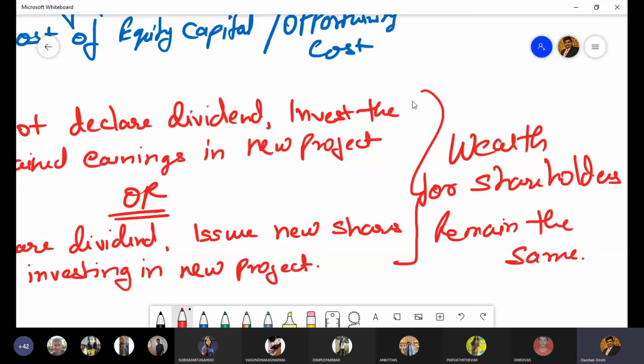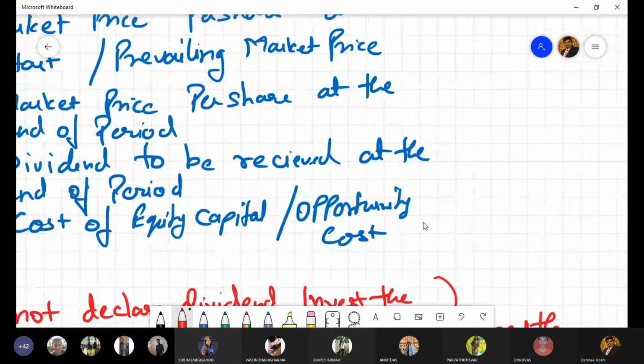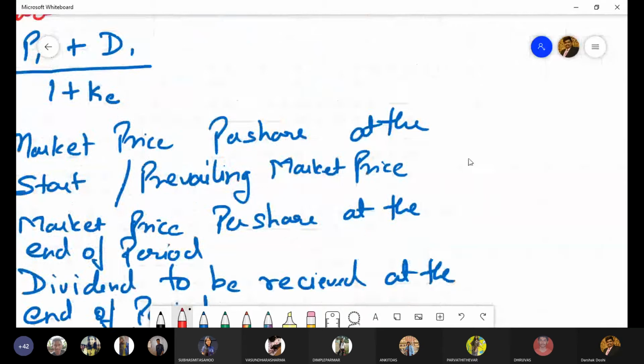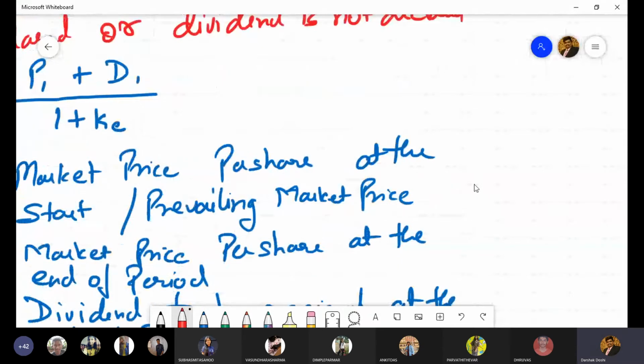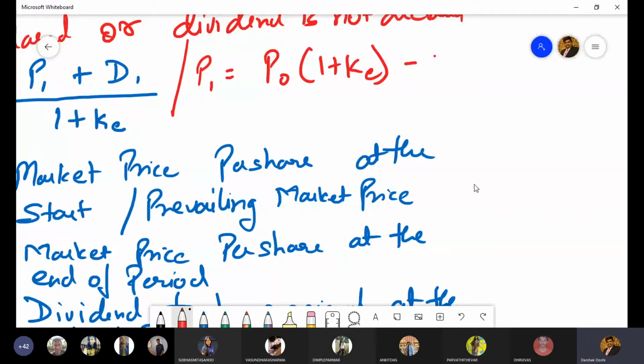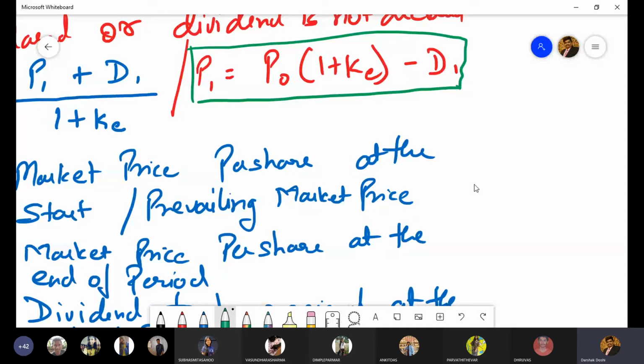The formula we have written down can also be rewritten in a different format, and that is, we can write price at the end is equal to price at the start into 1 plus Ke minus dividend at the end. The formula can be written in two different manners. It is just a rearrangement of what we had written earlier. Please copy this down as well.